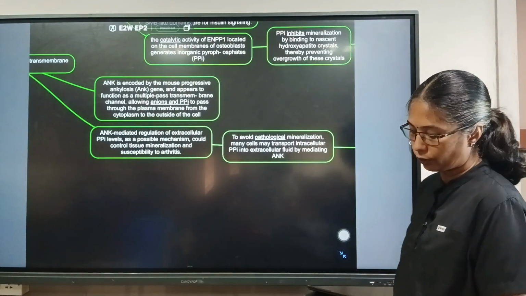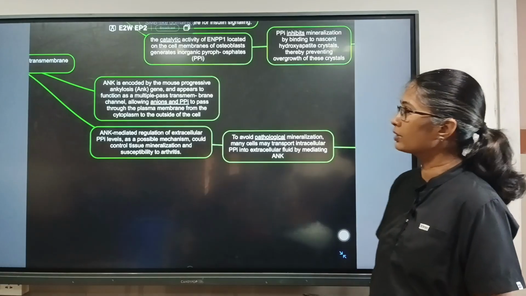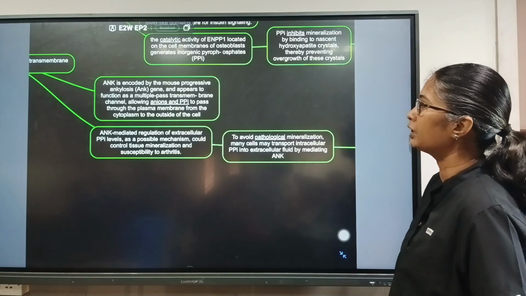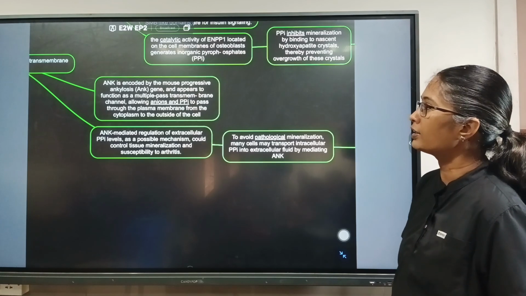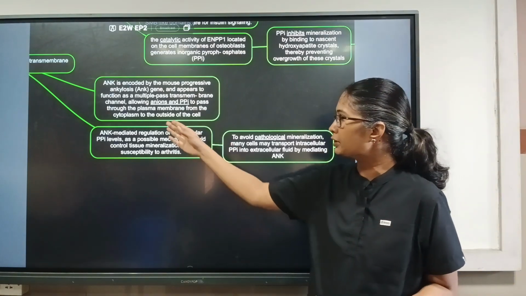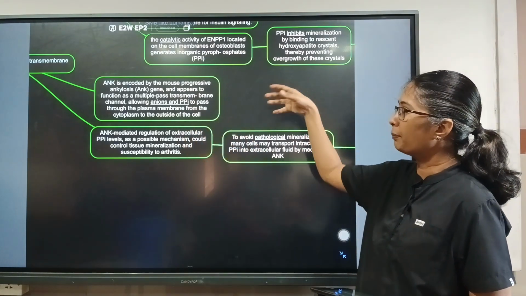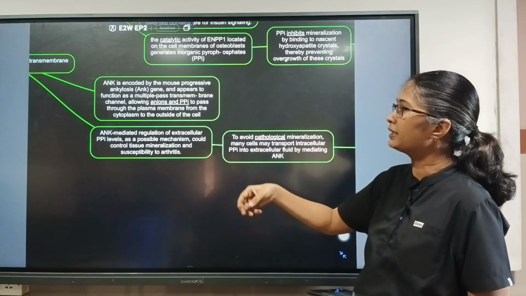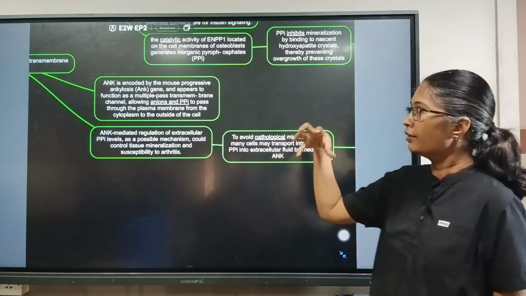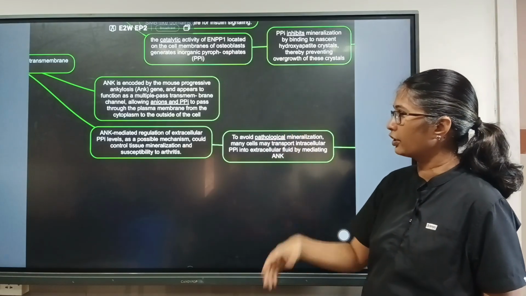ANK is encoded by the mouse progressive ankylosis gene and appears to function as a multiple-pass transmembrane channel, allowing anions and PPi to pass through the plasma membrane from the cytoplasm to the outside of the cell. So what happens? This ANK membrane protein helps in transporting the PPi anions from inside the cell to the extracellular area.